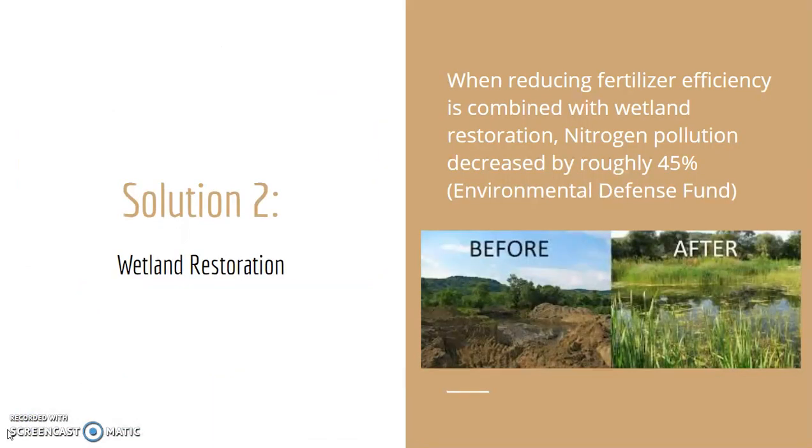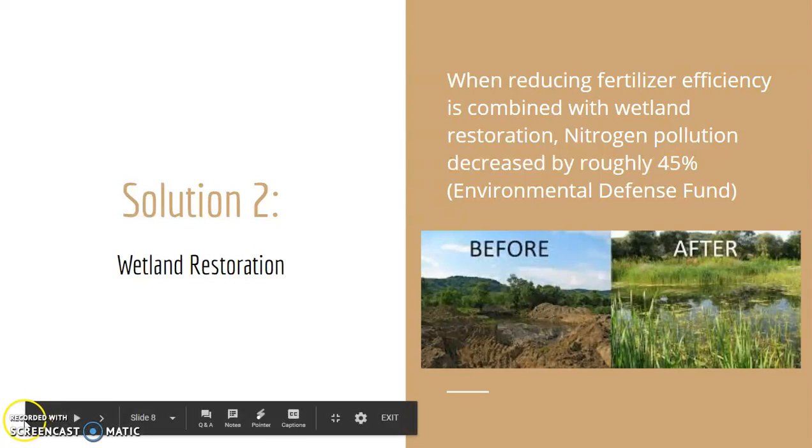Methods to reduce fertilizer use, like planting cover crops, are beneficial in fighting the issue of cultural eutrophication, but when those methods are combined with wetland restoration, studies led by the Environmental Defense Fund have found that nitrogen pollution in the Mississippi River and Ohio River Basin can be decreased by roughly 45%. This 45% is also known to be the Environmental Protection Agency's target number that they believe is necessary to reduce the Gulf's dead zones to a manageable size.